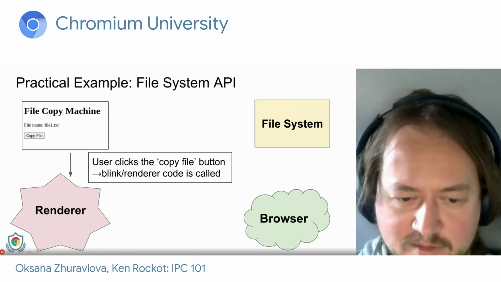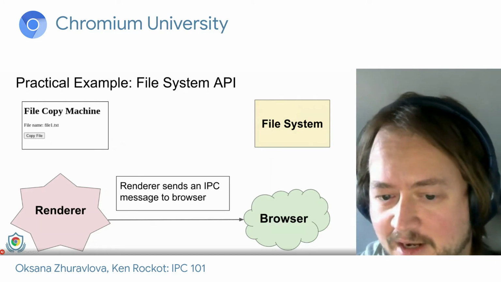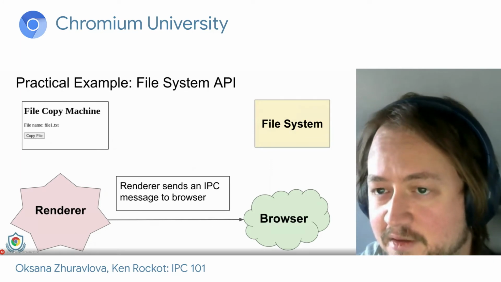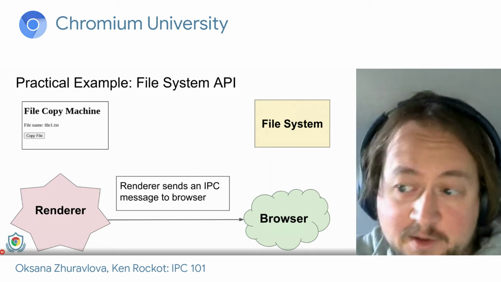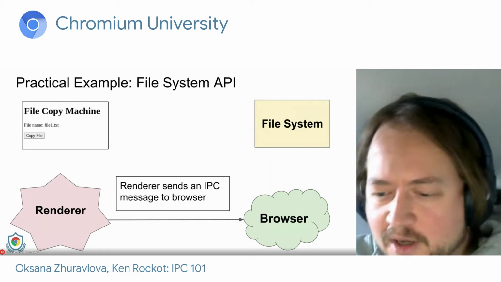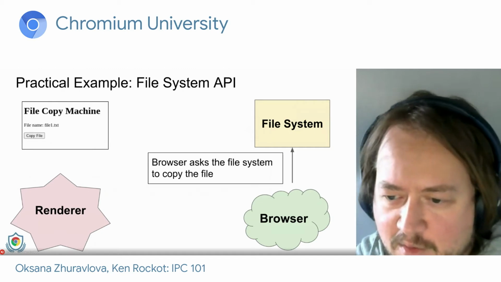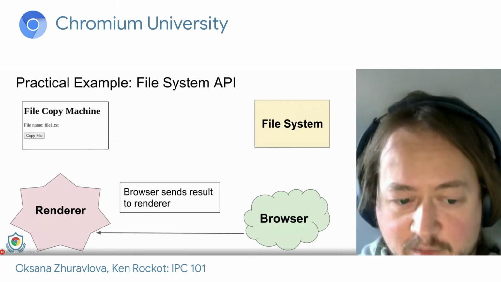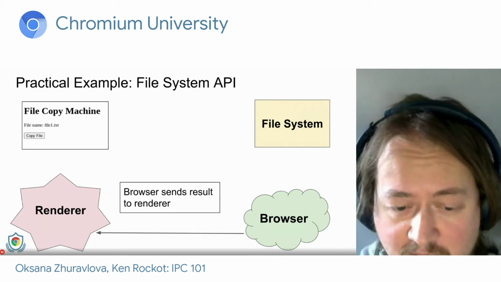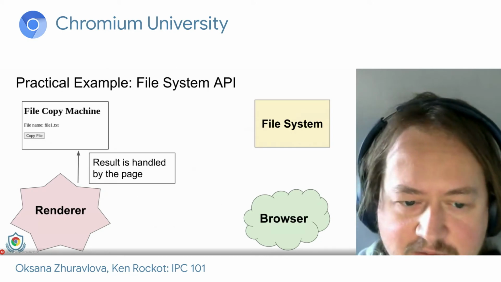So this is where Mojo comes in. The renderer sends an IPC to the browser and asks it to copy some files. The browser knows who the renderer is, so maybe it decides the renderer is not allowed to copy those files and it says no. But supposing that it's allowed, the browser will go on and ask the operating system to do the work. It'll get a response. It'll respond back to the renderer with that response, and the renderer will do something with it that will result in some page event or something like that.